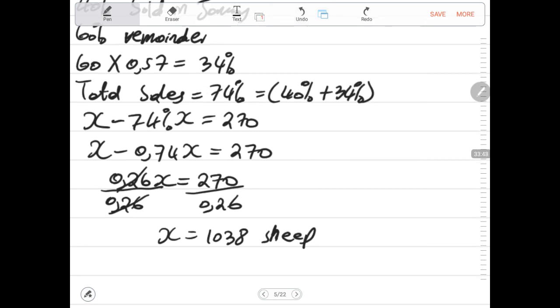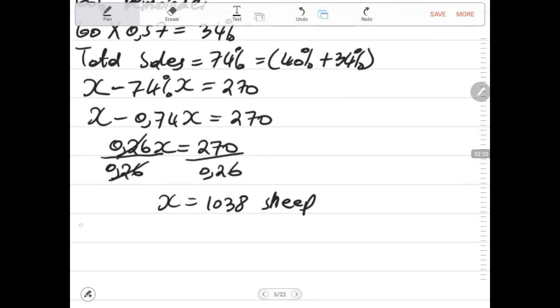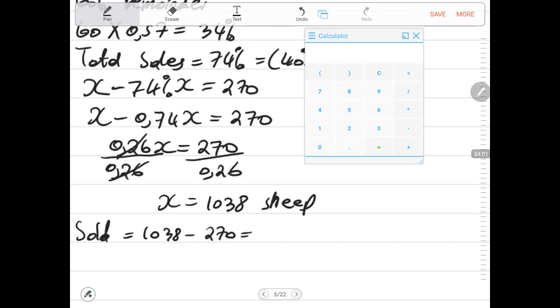So now this will be the sheep that he had. Then we need to know how many sheep were sold. Then we say 1038 minus the ones that were left. This will tell us how many sheep were sold: 1038 minus 270 gives us 768 sheep that were sold, depending on the requirement that was required.